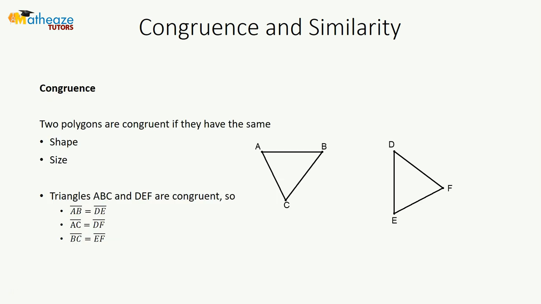Congruence exists when you have two polygons or two shapes that are exactly the same shape and have the same size. For example, in these triangles ABC and DEF, we see that they're both triangles, and for these to be congruent, the length of AB must be equal to the length of DE, the length of AC must be equal to the length of DF, and the length of BC must be equal to the length of EF.